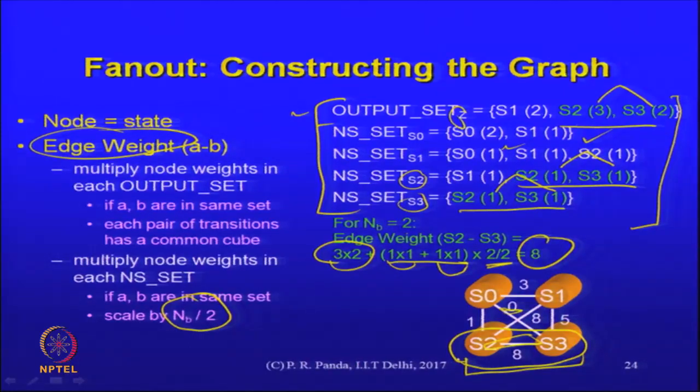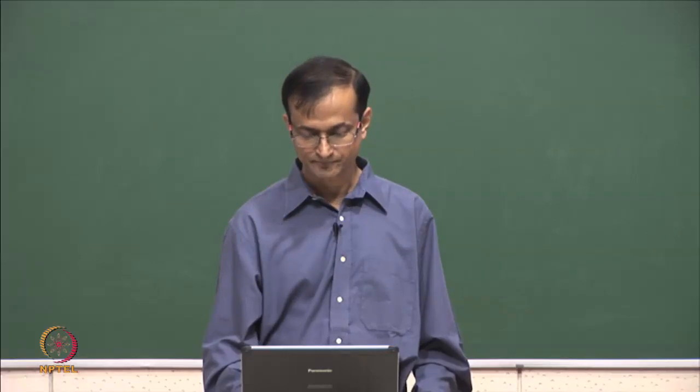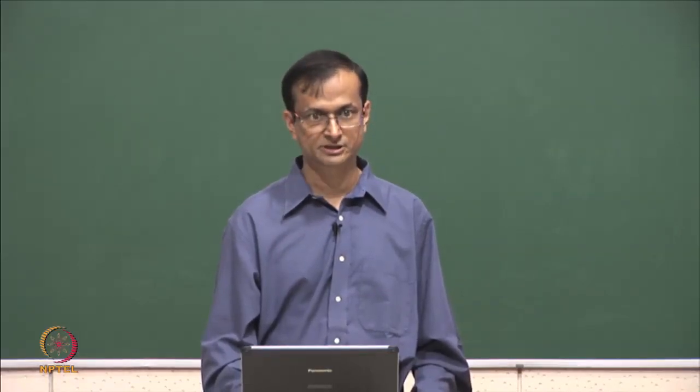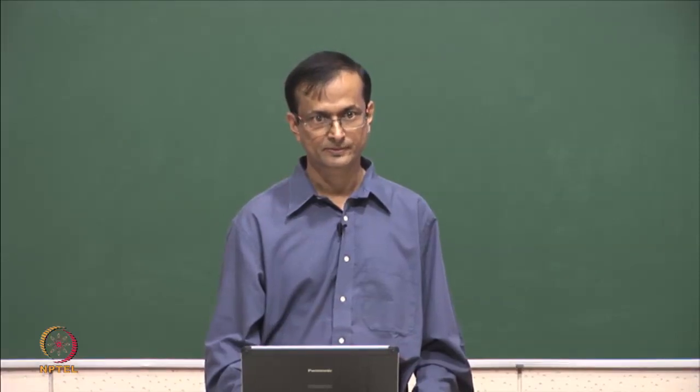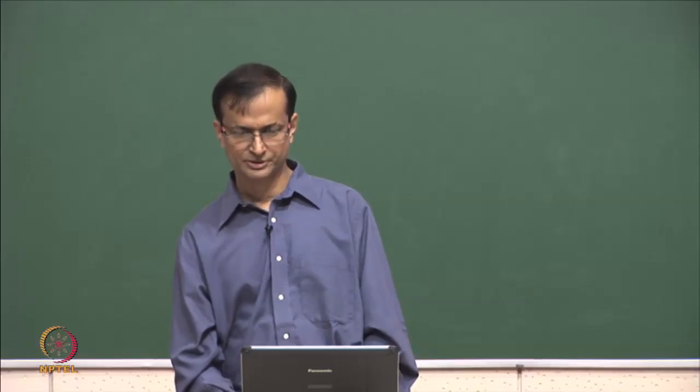So the significance of half is not very clear until this undirected graph. Maybe later it's there. The N B by 2, the scale. Why did we multiply this by N B by 2? Not exactly. See, what are we trying to capture here?